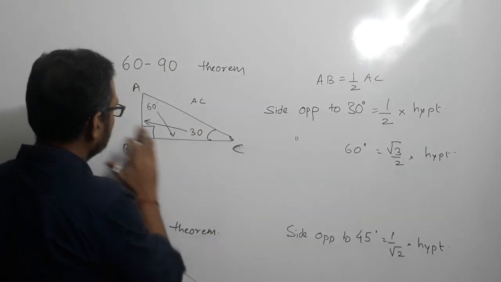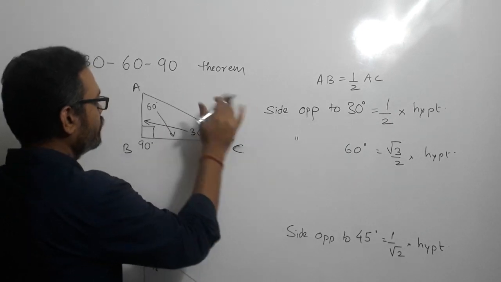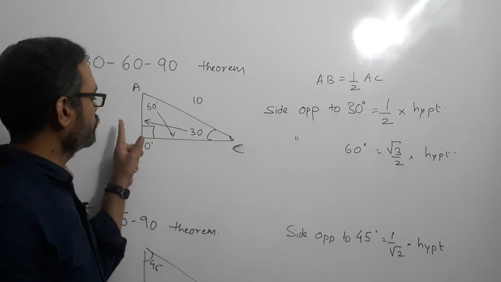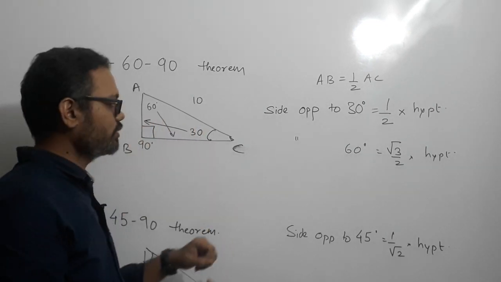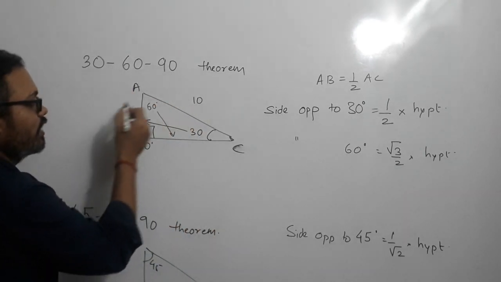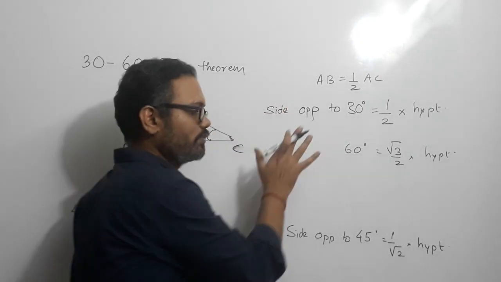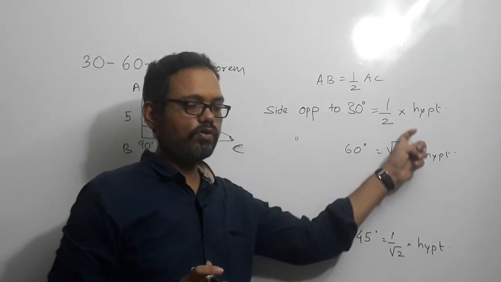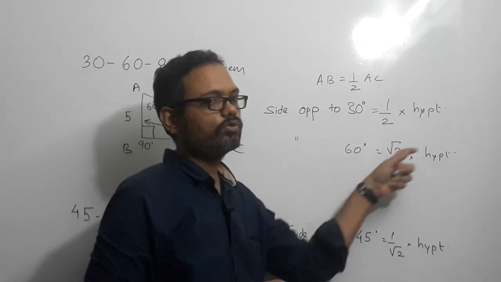Let's say you don't know anything, I have just given that the value of this is 10. So what will be the value of this? You need not use the Pythagoras theorem, you need not do anything. You know that the side opposite to 30 is always half of this, which is 5. Okay, so that is why you have to remember, just mug up this formula. Side opposite to 30 degrees is half of the hypotenuse. Side opposite to 60 degrees is root 3 by 2 of the hypotenuse.